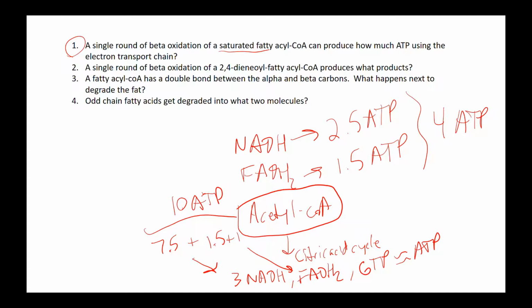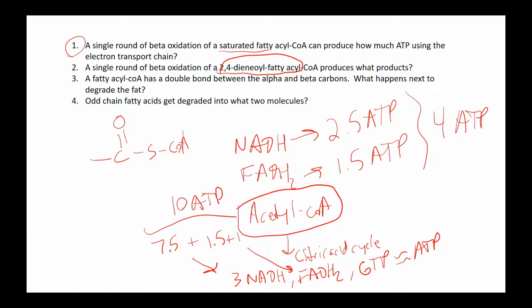All right, number 2 here: a single round of beta oxidation of a 2,4-dienoyl fatty acid CoA produces what products? Dienoyl means it basically has 2 alkenes on it. So our CoA, this is the structure we're talking about here.